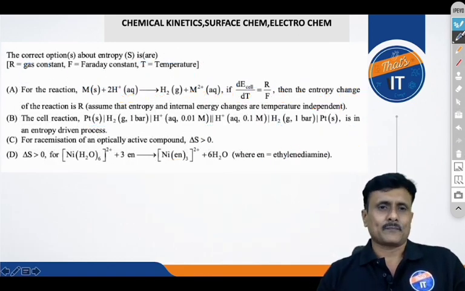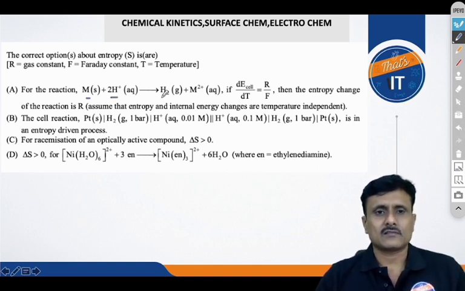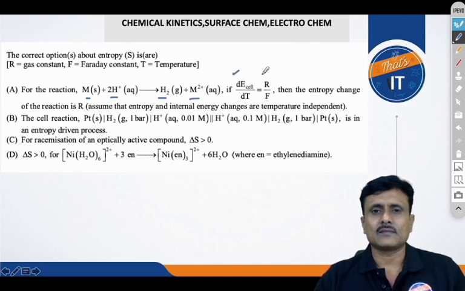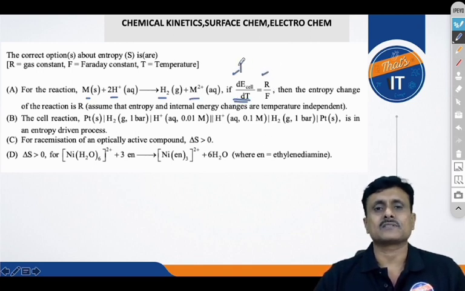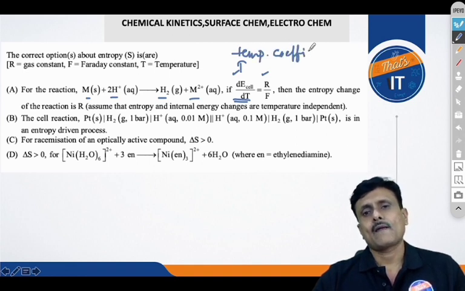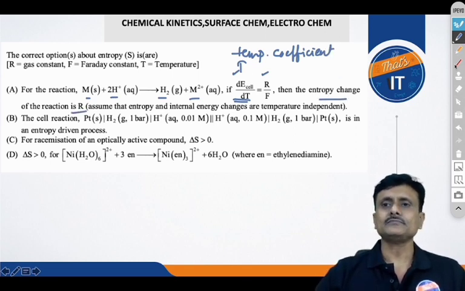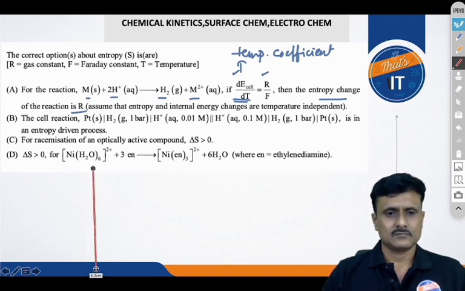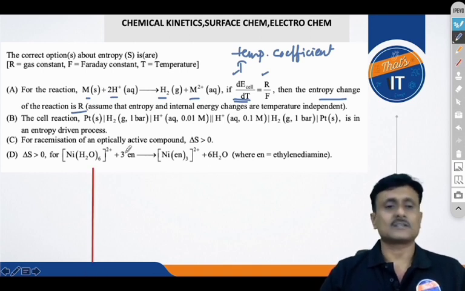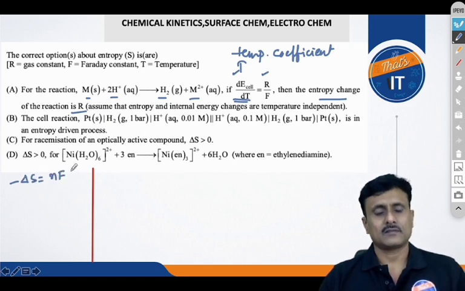Now let's see the next question, again from electrochemistry. You can see there is a reaction that is taking place, and dE by dT, that is the temperature coefficient, thermodynamic factors in electrochemistry. Then the entropy change of the reaction is R. Let's see. As we know from thermodynamic laws related to electrochemistry, minus delta S equals nF into dou E by dou T at constant pressure.